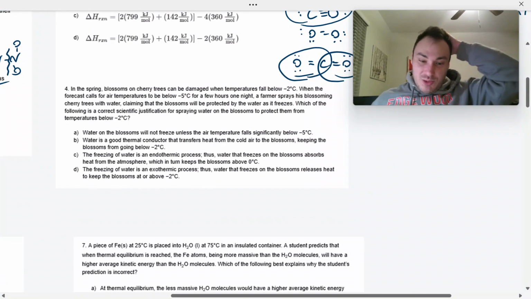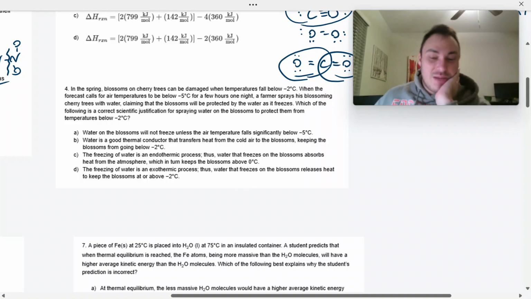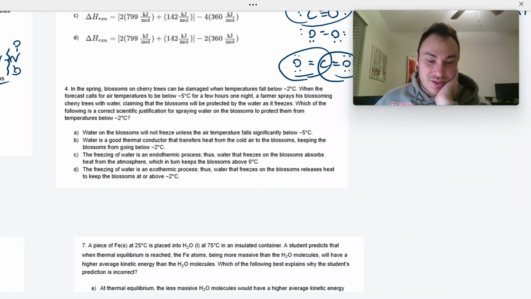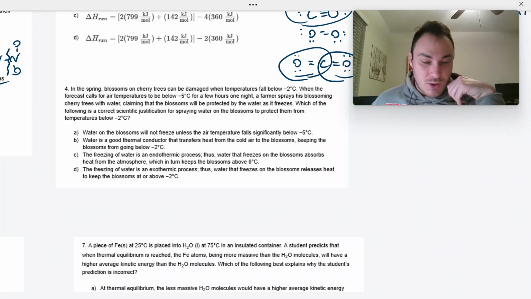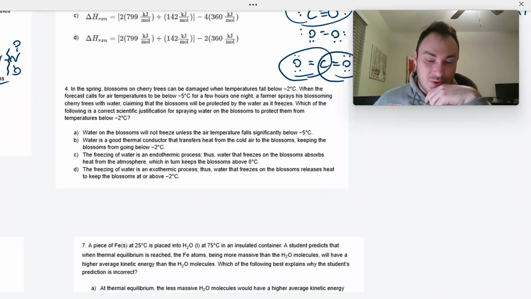All right, in the spring, the blossoms on cherry trees can be damaged when temperatures fall below -2 degrees Celsius. When the forecast calls for air temperatures to be below -5 degrees Celsius for a few hours one night, a farmer sprays his blossoming cherry trees with water, claiming that the blossoms will be protected by the water as it freezes. Which of the following is a correct scientific justification for spraying water on the blossoms to protect them from temperatures below -2 degrees Celsius? Water on the blossoms will not freeze unless the air temperature falls significantly below. Water is a good thermal conductor. Freezing of water is endothermic. Freezing of water is exothermic.